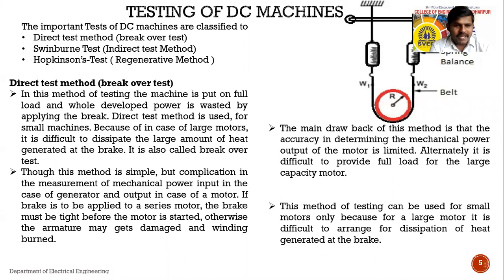What is the meaning of direct and indirect? Suppose we are performing the test on a DC shunt motor. So the output of the DC shunt motor is in which form?